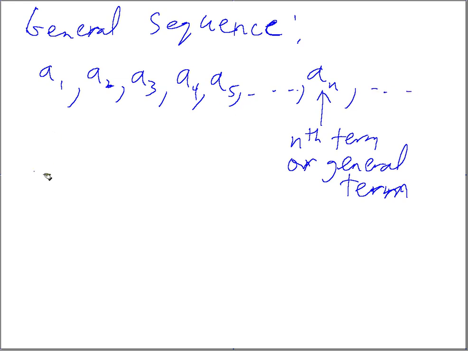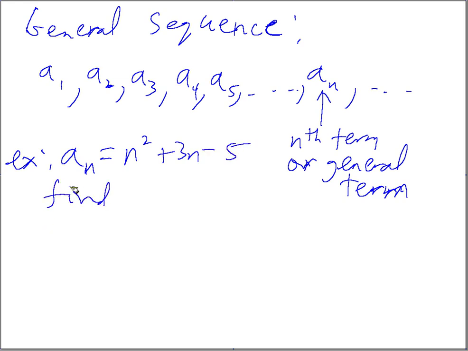All right. So for example, let's say I give you this formula: a sub n is equal to n squared plus 3n minus 5. All right. Let's find, given this general term. So typically, if there's a pattern, it's defined in terms of n, right? And I want you to find a sub 7 and a sub 10. In other words, find the 7th number on this list, find the 10th number on this list.